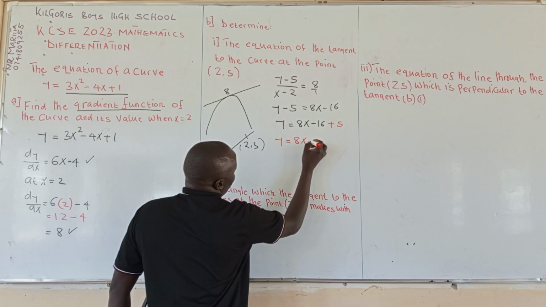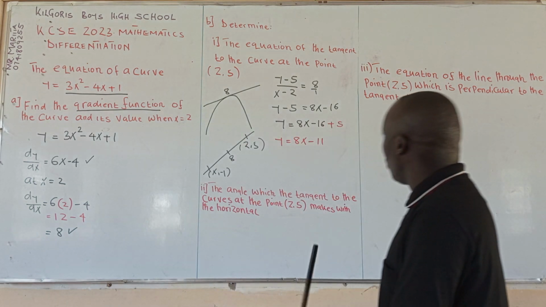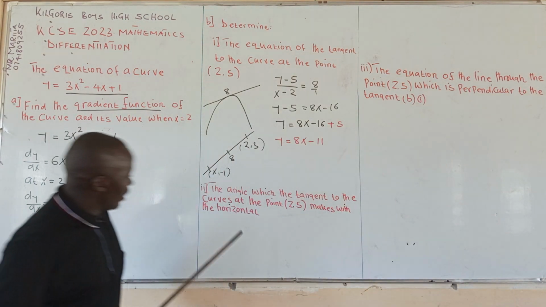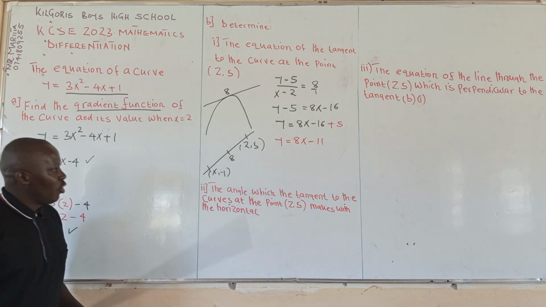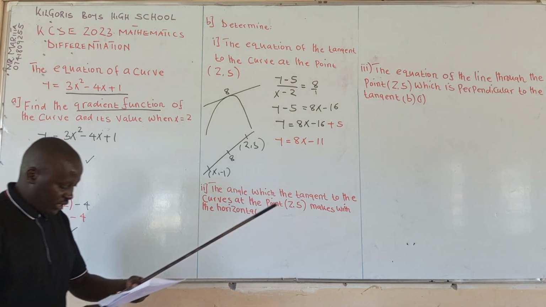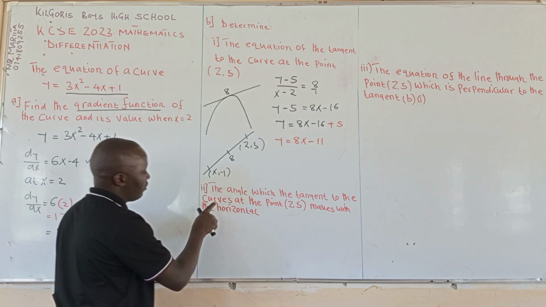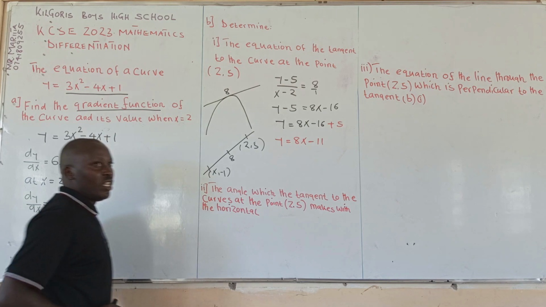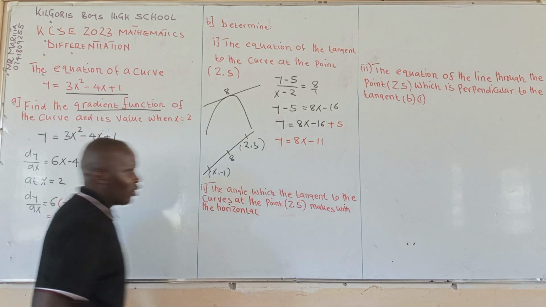And this one will give us minus 11. That one is the equation of the tangent at that curve. So we have another question, part 2, where we are supposed to find the angle which the tangent to the curve at the point (2,5) makes with the horizontal. So we need to get the angle here.